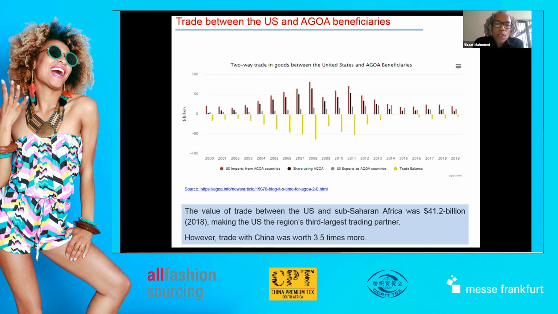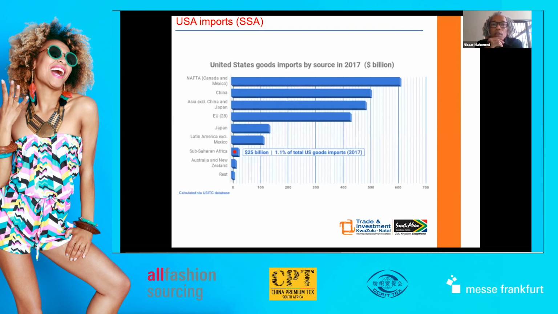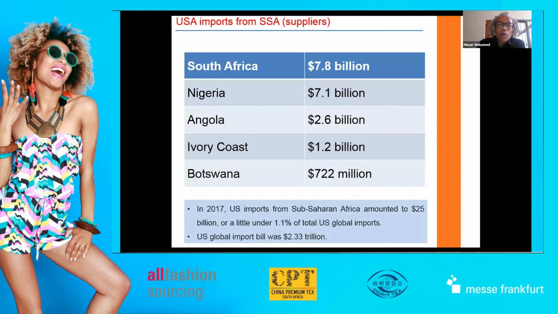This slide gives you some indication of the trade between the USA and sub-Saharan Africa. You can see in 2018, we were looking at about $41 billion US, which makes the USA Africa's third largest trading partner. However, as I think we are aware, China has supplanted the USA as a trading hub in Africa, and currently the trade between China and sub-Saharan Africa is 3.5 times more than that between sub-Saharan Africa and the USA. And in terms of AGOA, this gives you some indication of where sub-Saharan Africa sits in the US's global export market.